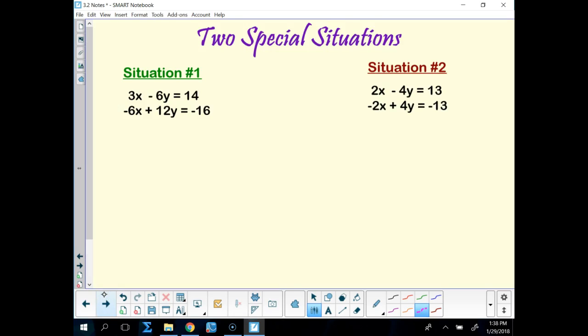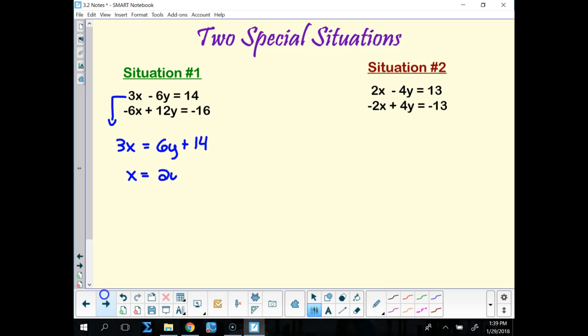Okay. Two special situations then to go along with it. If I solve my first equation for x, so then that was going to be 3x equals 6y plus 14. Divide both sides by 3. x equals 2y plus 14/3.